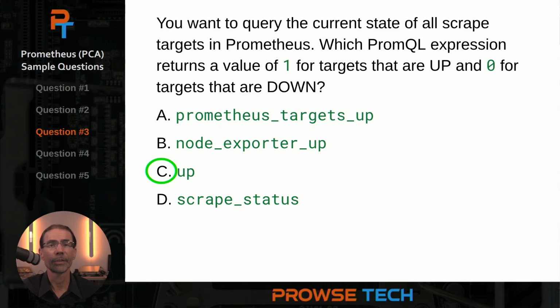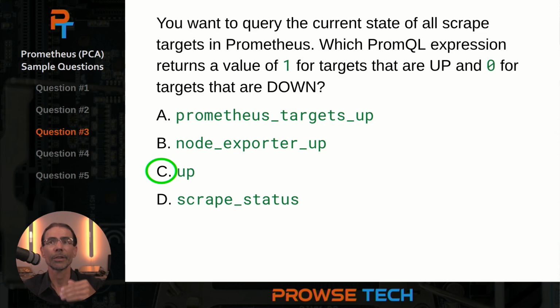And the correct answer is C. It's just up. That's it. The up metric is automatically generated by Prometheus for every scrape target. 1 means the scrape succeeded. It is up. 0 means that it failed. You don't know necessarily if the target is down, but you do know that the scrape failed, and it's most likely that the target is down.